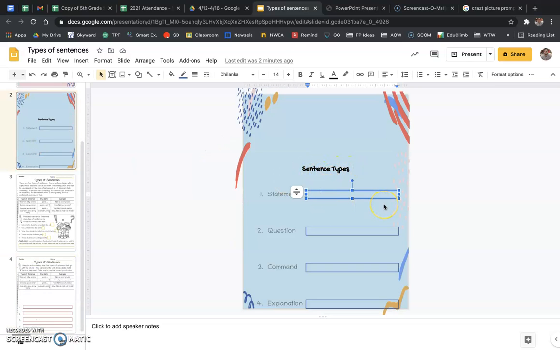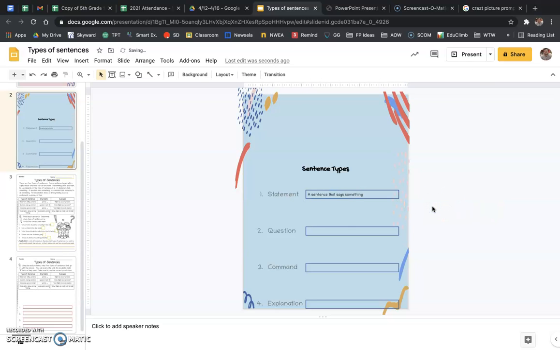Number 1, there's a statement. A statement is a sentence that tells or says something. That's pretty easy. It's just a statement. Maybe it's a fact. Maybe it's like, I had breakfast today. Or, I hope that I get to go to Disney World this summer. Those are statements. Just a sentence that says something.